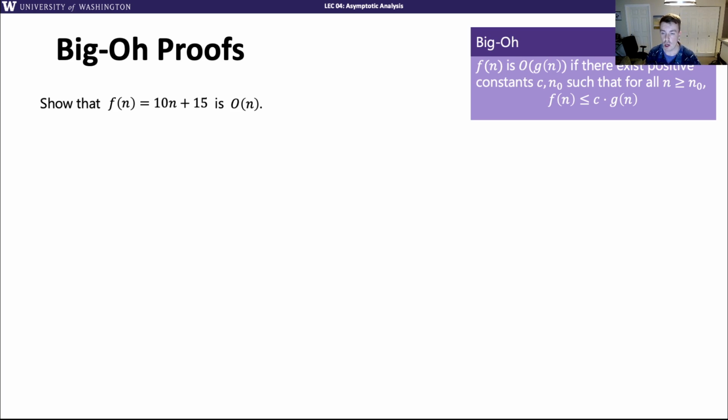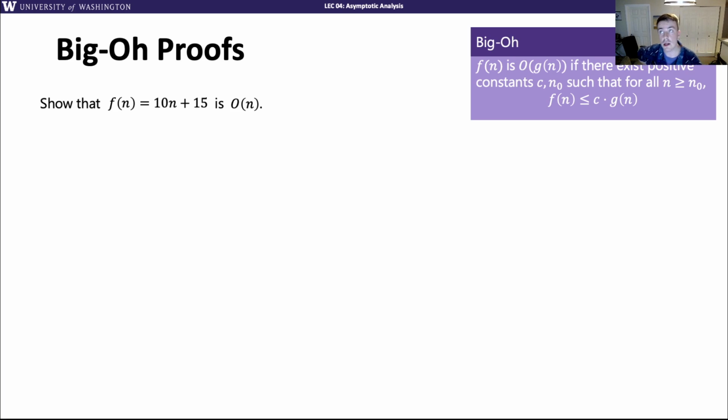Okay? So here's our goal. We want to prove, and this is just an example, I've just made up these numbers, that we have some function equal to 10n plus 15, and I want to prove that that's big O of n. So in order to do this proof, I need to pick a constant c and n0 such that this definition on the top right, f of n is less than or equal to c times g of n, is true for all n greater than n0. So my proof is essentially to pick two constants and show that f is less than the scaled version of n.